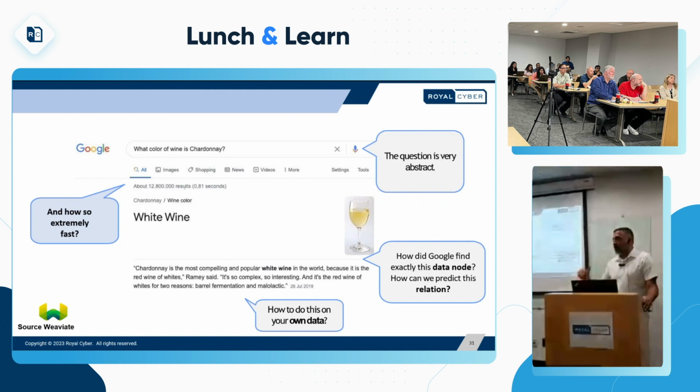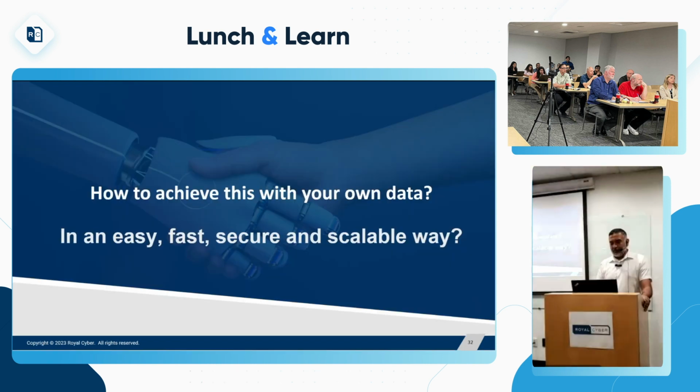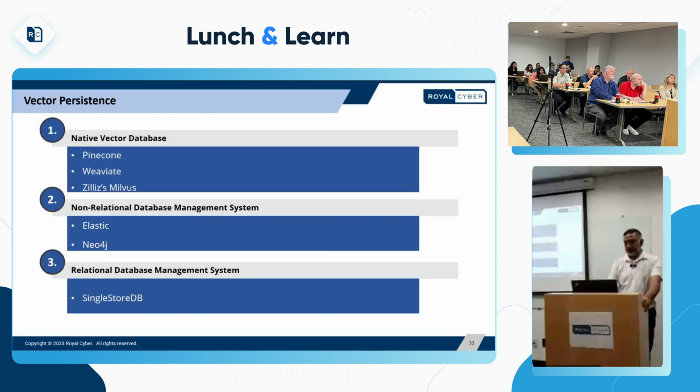This is because Google also uses a vector database. So behind Google, you have a vector database. So how can all companies also use vector databases? How do you achieve this with your own data, and in an easy, fast, secure, and scalable way?